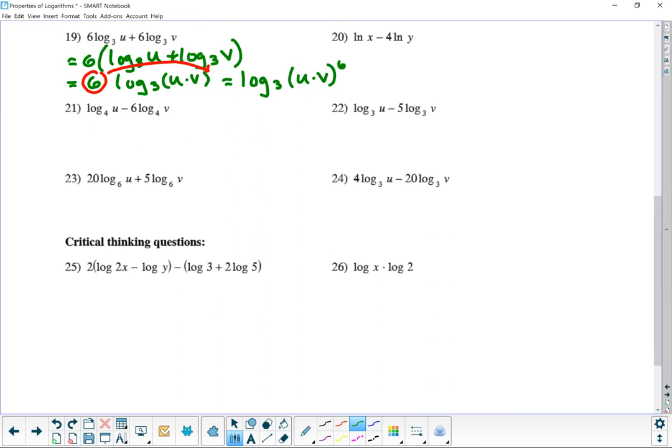Okay. And I'm going to just keep it there. Because if you bring the 6 into the u and v, that's going to expand it just ever so slightly. So we don't want to go that way.